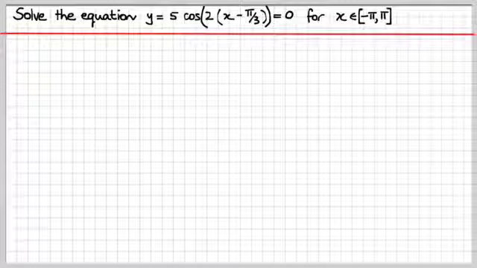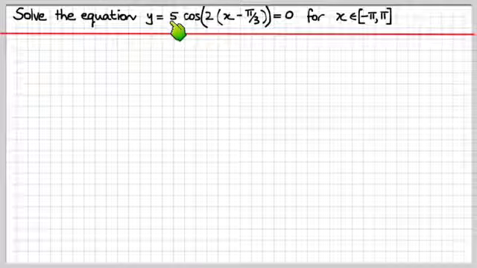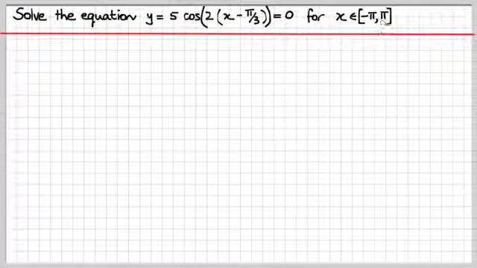Well, here's a very typical Exam 1 question for you guys. We've got to solve this equation: y = 5cos(2(x − π/3)) = 0, where x has a domain from −π to +π inclusive.